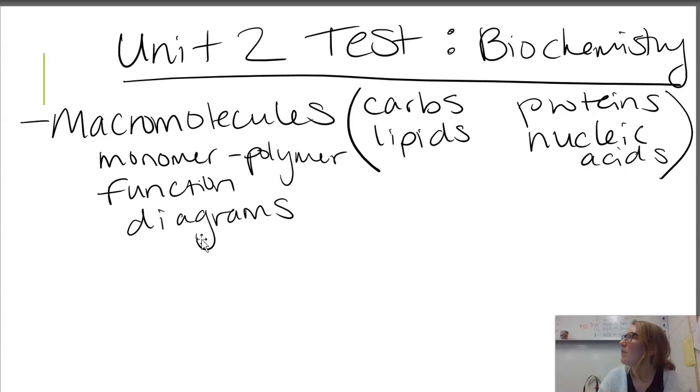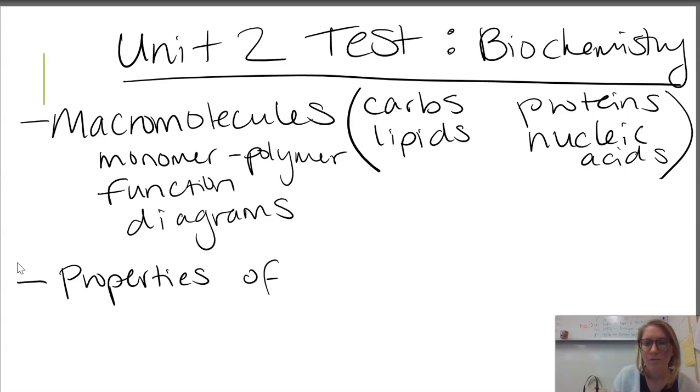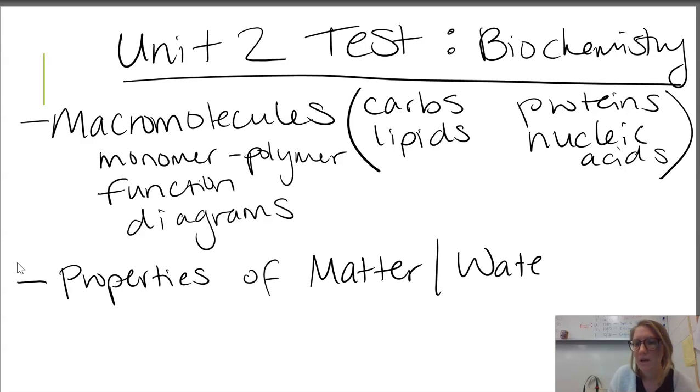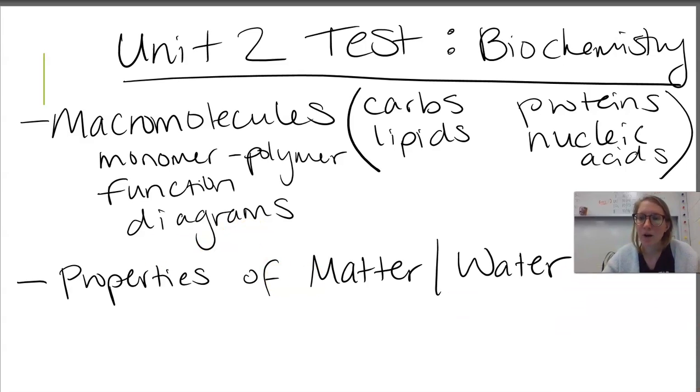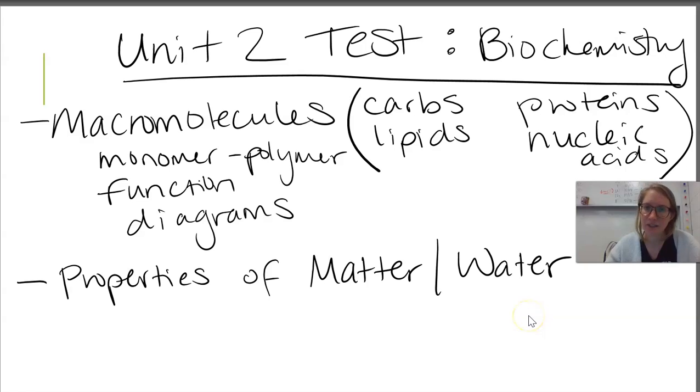Next, we talked about properties of matter and water. Mainly properties of water, but you do need to know the different types of bonding. So covalent bonds versus polar bonds versus non-polar bonds, why water acts the way that it does because of its hydrogen bonds and because it's such a polar molecule.